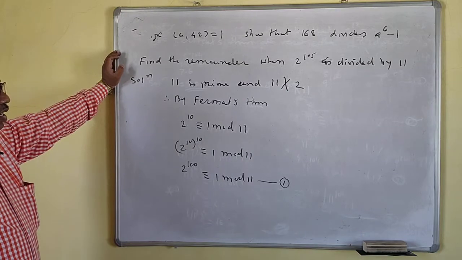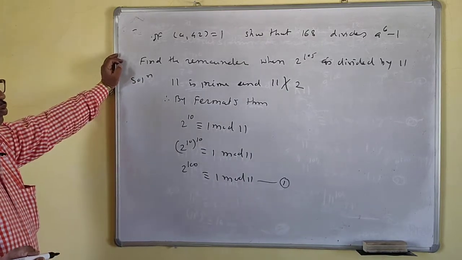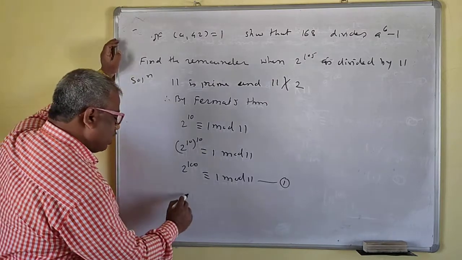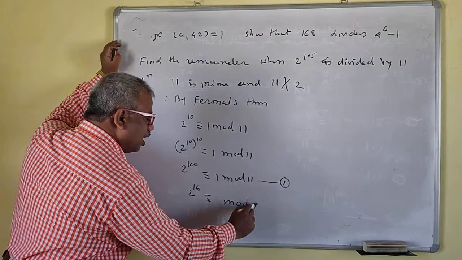Now I will do this for 11. 2 raised to 3 is 8. 2 raised to 4 is 16. So for 16 I will find 2 raised to 16 mod 11.